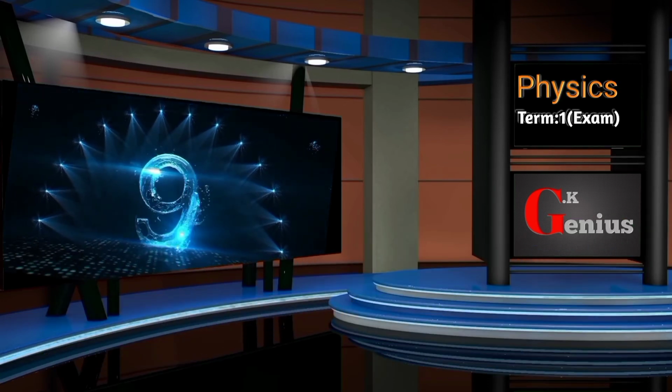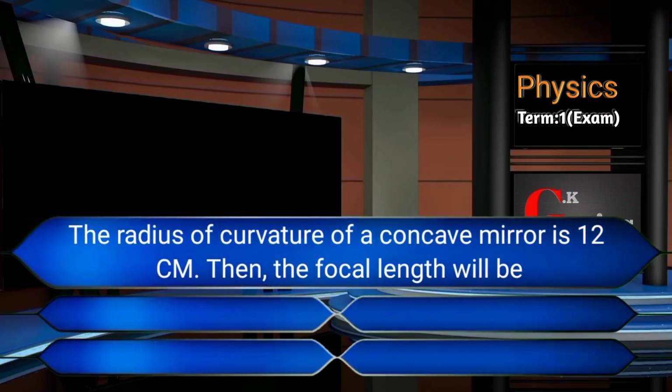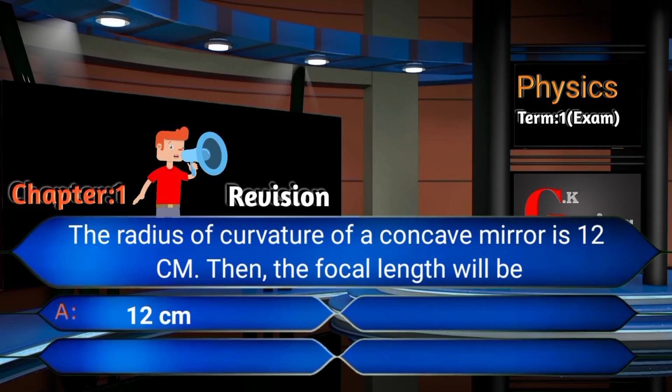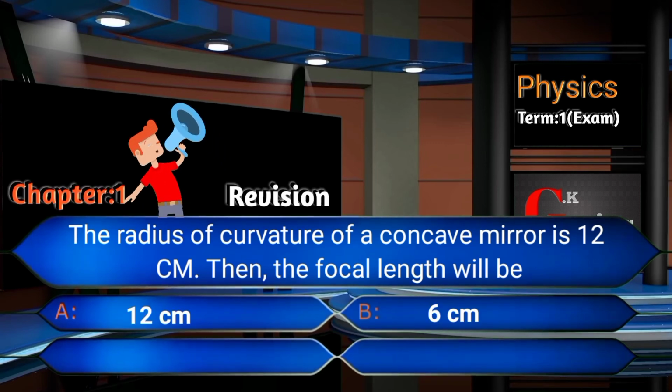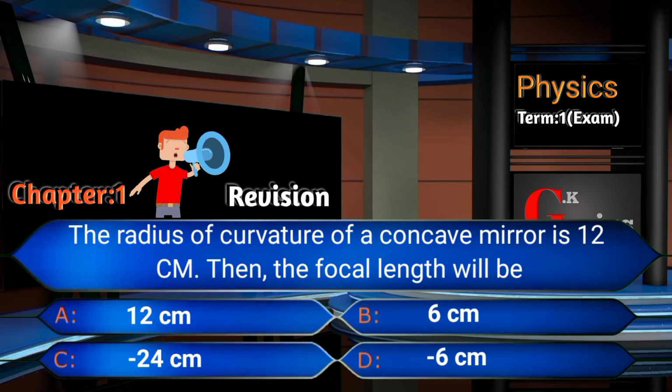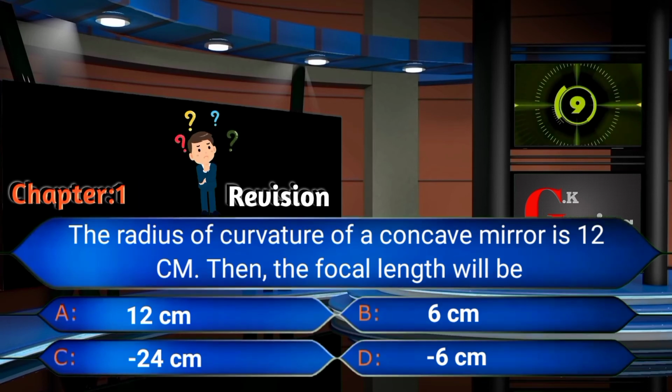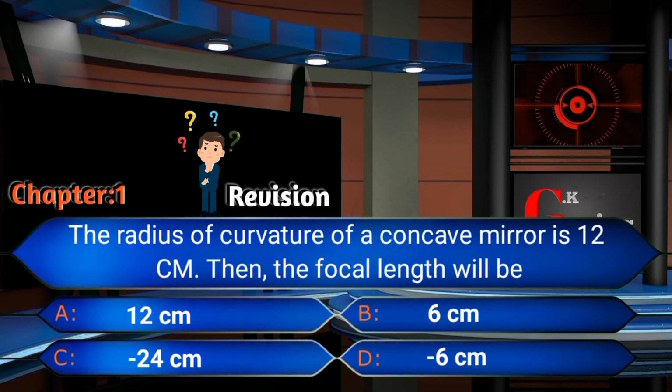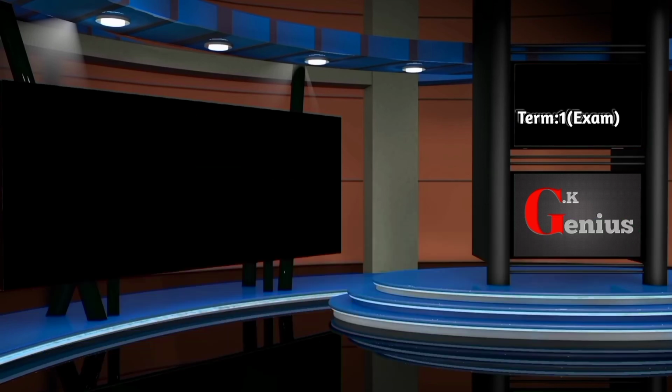Ninth question. The radius of curvature of a concave mirror is 12 cm, then the focal length will be, your option is A 12 cm, B 6 cm, C minus 25 cm and D minus 6 cm. Time start now. 9, 8, 7, 6, 5. Right answer is D, minus 6 centimeter.